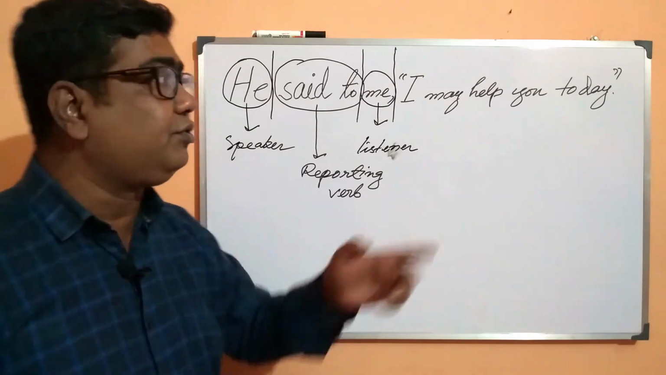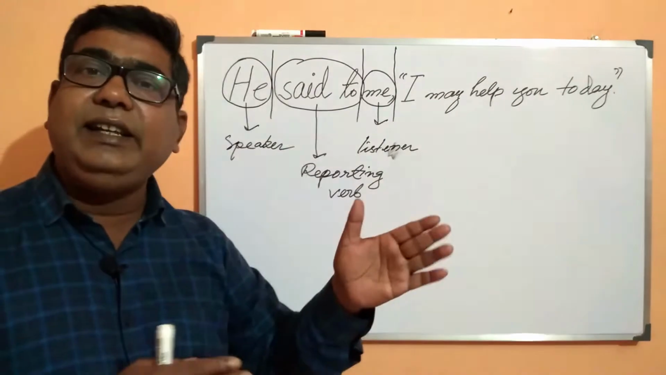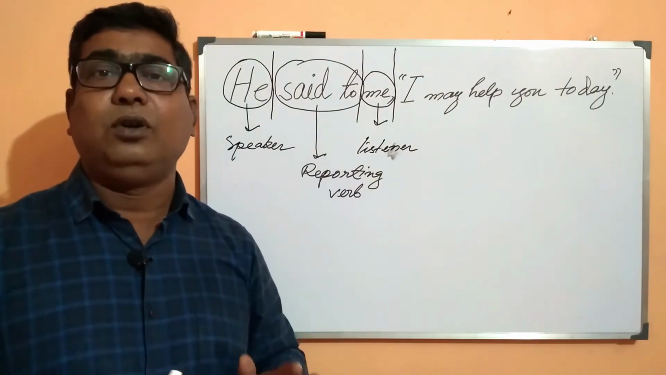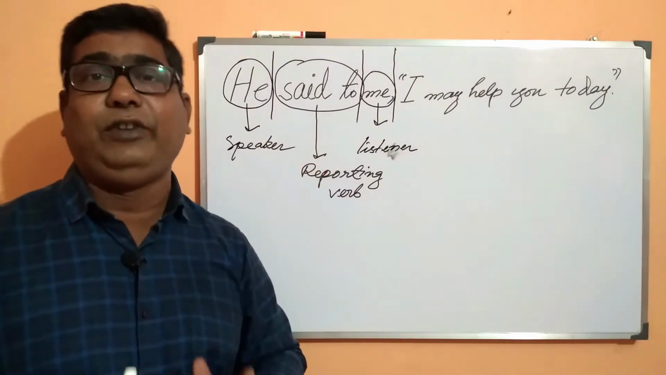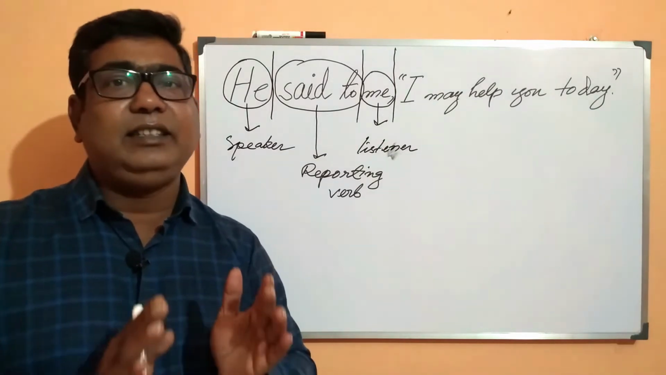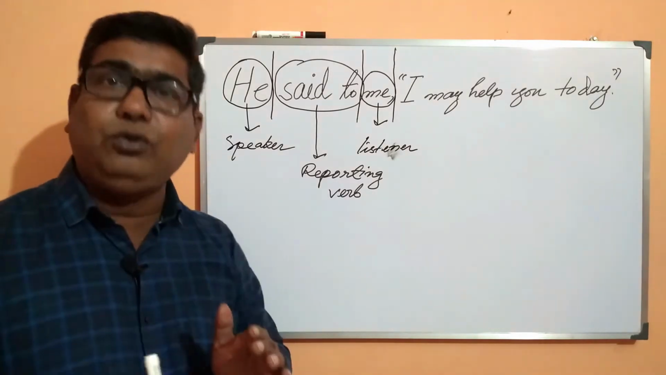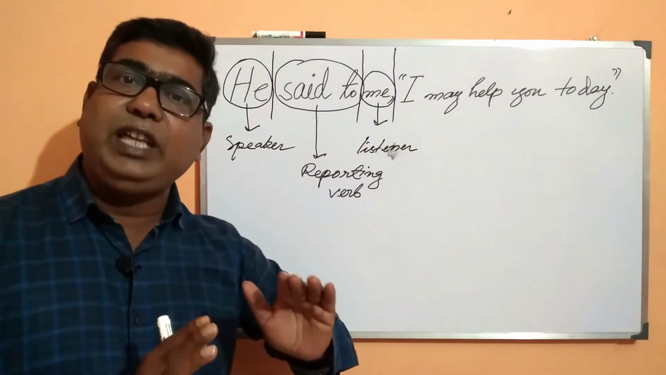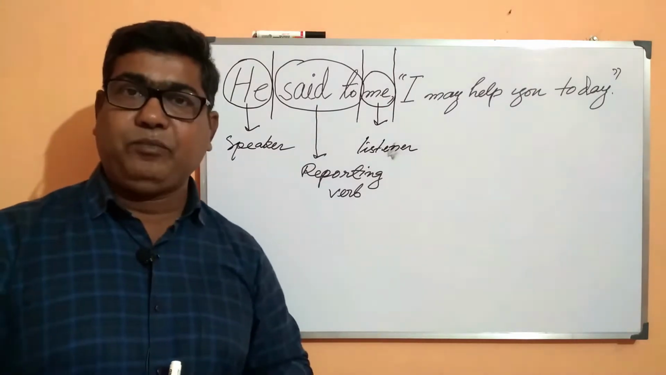Persons means the pronouns. We have here two pronouns, one is I, one is you. These pronouns will be changed, but you cannot touch the verbs. Why so, students? Because the reporting verb is in present tense or in future tense. So remember from now, if you find the reporting verb is in present tense or in future tense, you have to change the pronouns only. You can't touch the verb. You have to keep the verbs unaltered. They will be as they are in the question.